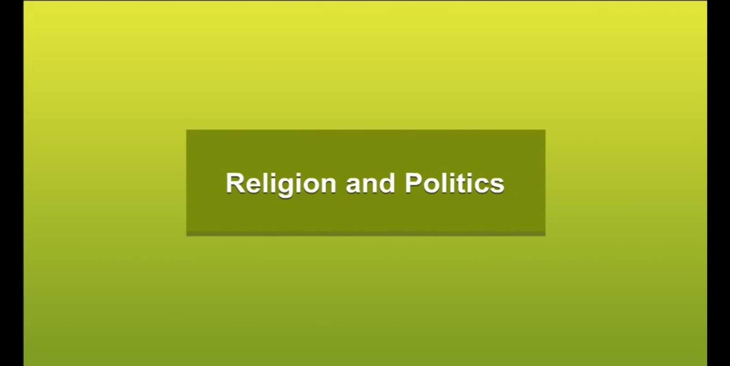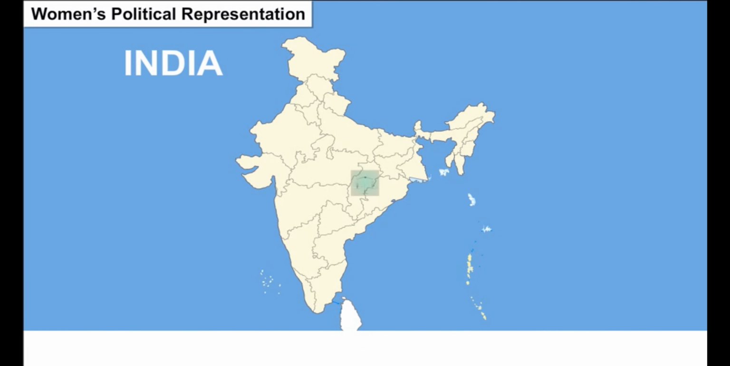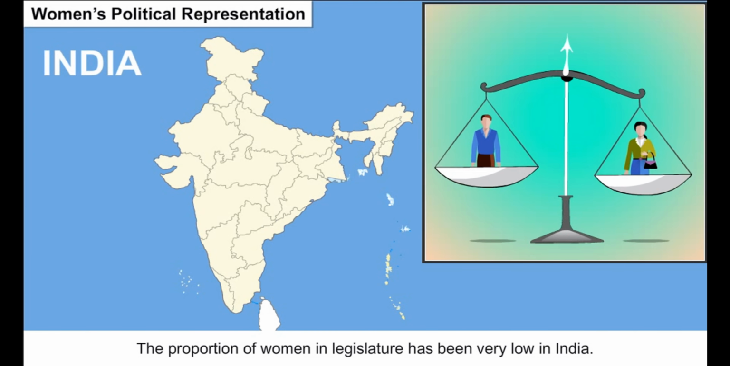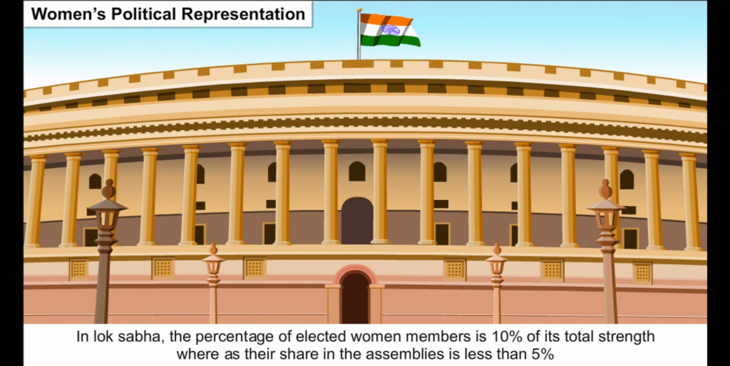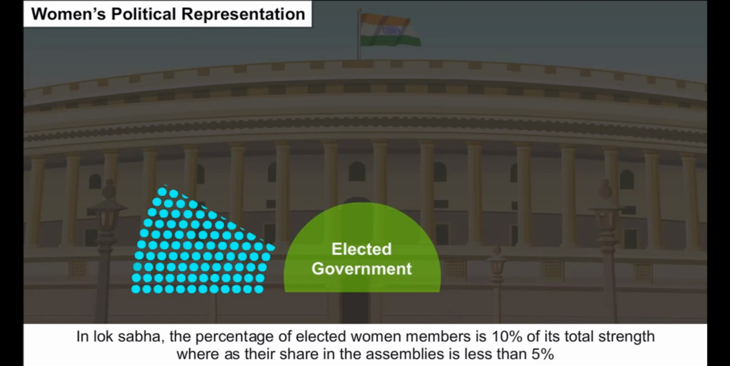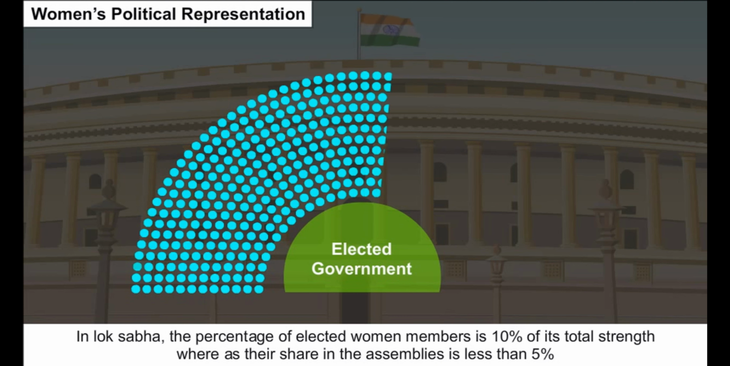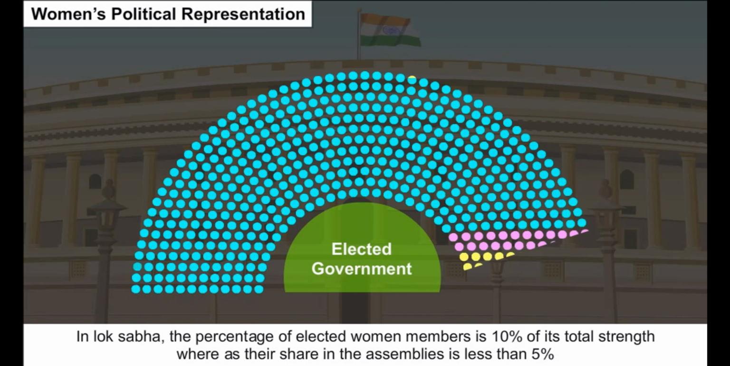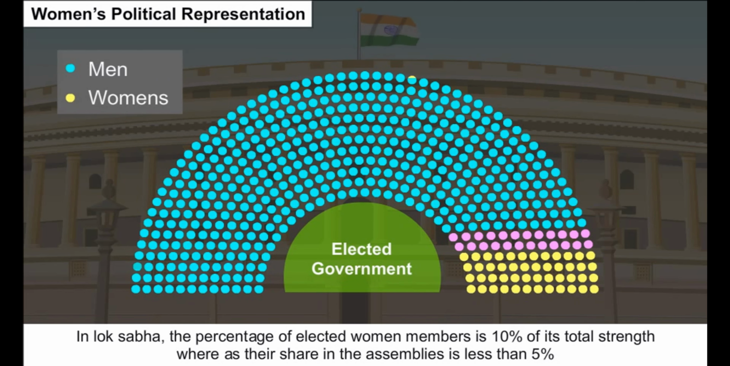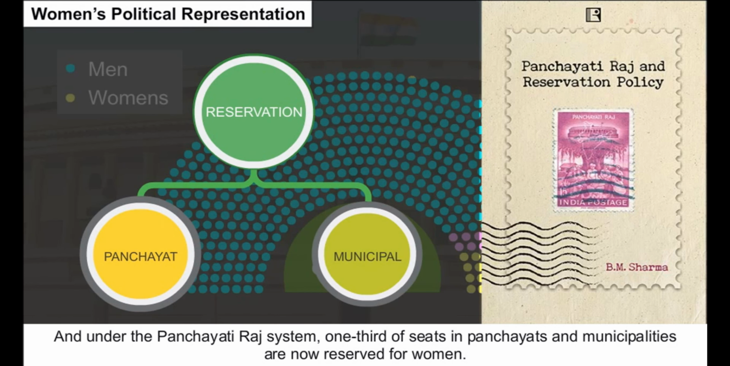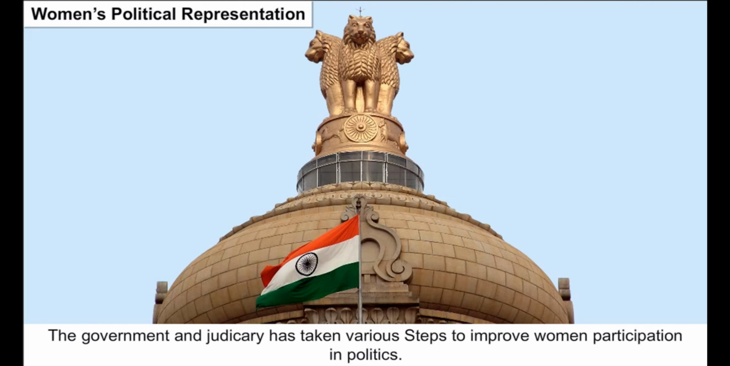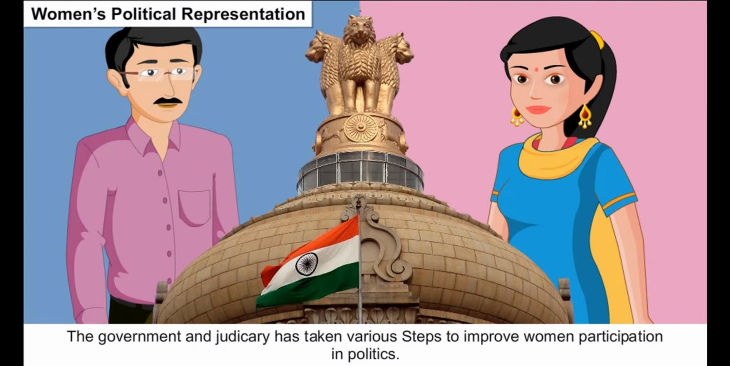Women's political representation. The proportion of women in legislature has been very low in India. In Lok Sabha, the percentage of elected women members is 10% of its total strength, whereas their share in the assemblies is less than 5%, and under the Panchayati Raj system, 1/3 of seats in panchayats and municipalities are now reserved for women. The government and judiciary have taken various steps to improve women's participation in politics.